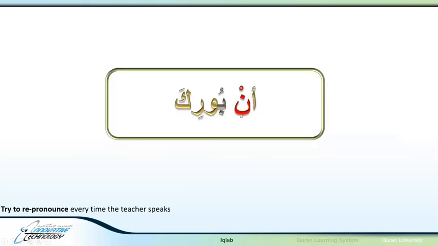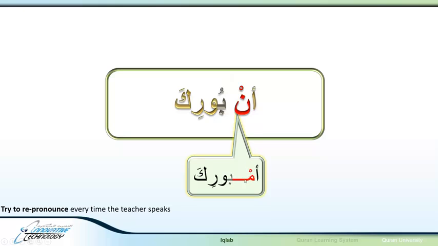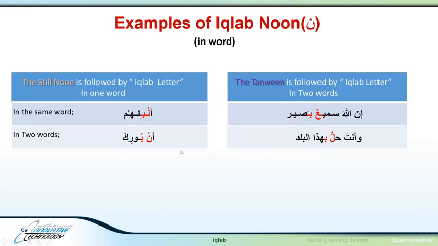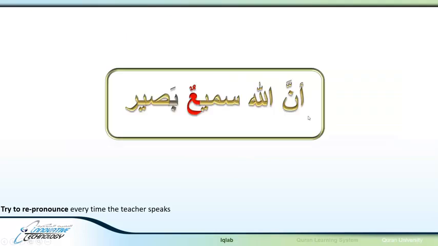Two words, with the first having the noon sakinah at the end of it, and the second having the ba with haraka, ba with dhamma at the beginning of it. Now we can make iqlab. We're going to exchange the noon with a meem, and it will sound like this: amburika. Third example is for tanween, sami'un basir, two words always with tanween.